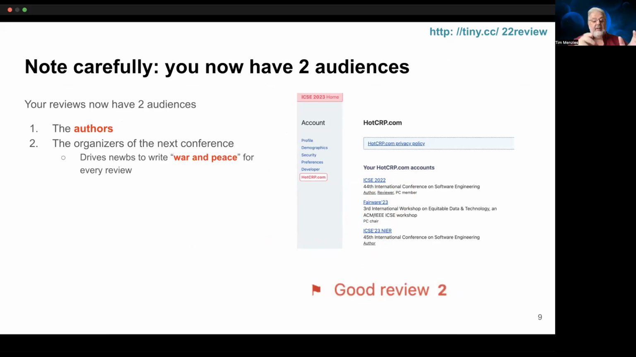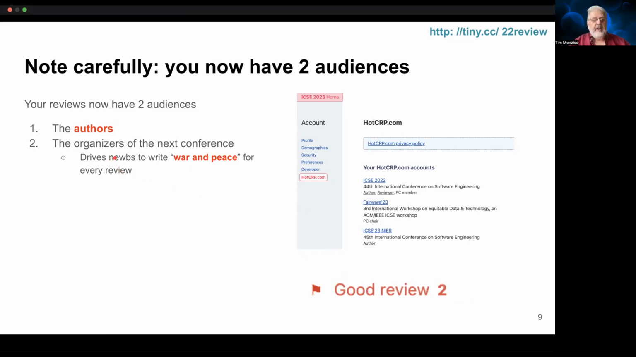One is the author of the paper who's going to receive the review. And secondly, there will be the program committee chair of the next conference that leans across and says, how many good reviews did that Menzies get? So you have to write good reviews that stand up to the standard of the rest of the paper or the reviewers in the conference.